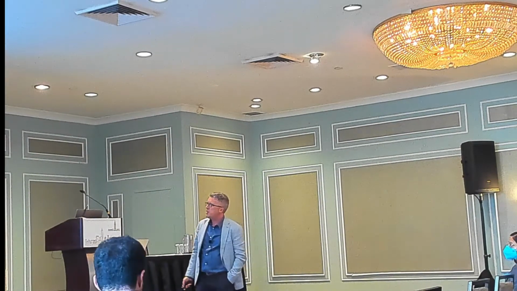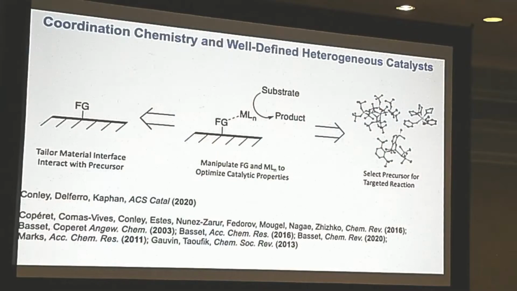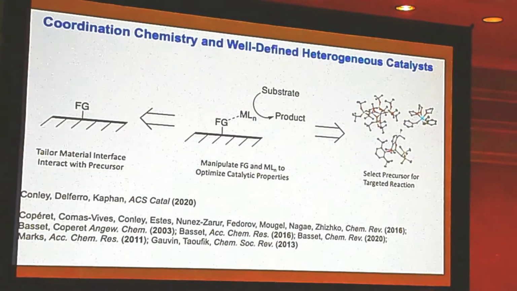So just to put what we do in my group onto one slide, we've seen a couple of introductions for surface organometallic chemistry. We're definitely within that regime. What we do is we tailor a material interface to interact with some sort of organometallic precursor that we go in knowing should promote a certain reaction. And then we mix these together, spend a lot of time characterizing what these well-defined organometallics are, and then apply them to some catalytic reaction.